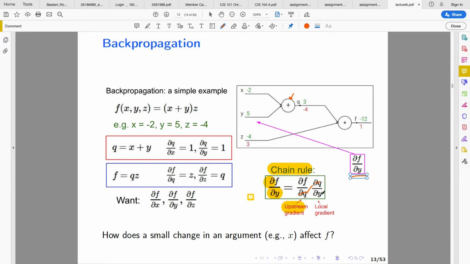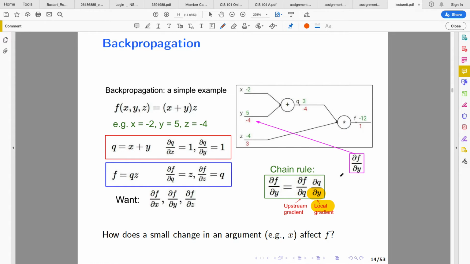Okay, so this is what we call the local gradient, and this is what we call the upstream gradient. And this is coming from the output, from the backpropagation. Now to do the partial derivative of f with respect to y, we get our df dq. Our df dq gives us z, and our z is equal to minus 4, and our dq dy gives us 1. By the time we multiply 1 by minus 4, we get this minus 4.